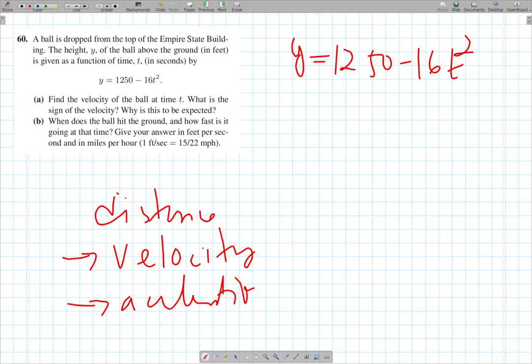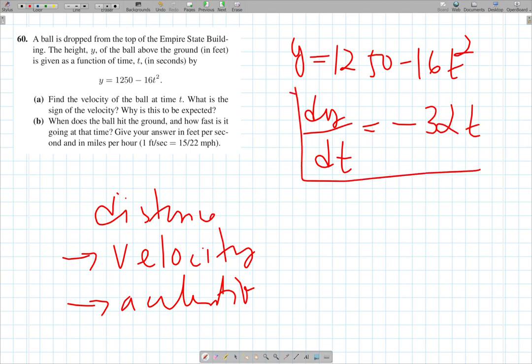So para makuha natin, class, ang letter A, kasi ang gusto niya is we have to find the velocity of the ball. We will just derive the distance or the height of the ball. Okay? So derivative of y with respect to t is dy over dt. Derivative of 1250 is 0. Then minus derivative of 16t squared. 16 times 2 is 32. And t to the 2 minus 1 is 1. So this is the velocity of the ball at time t.